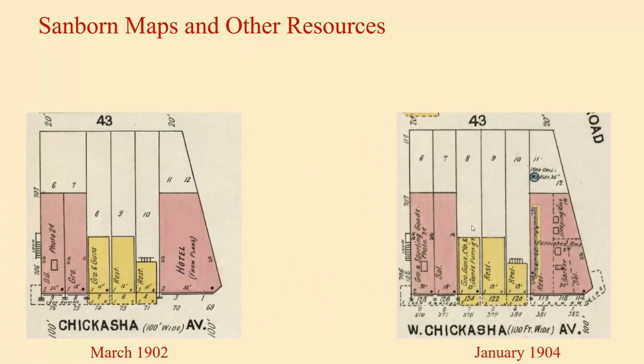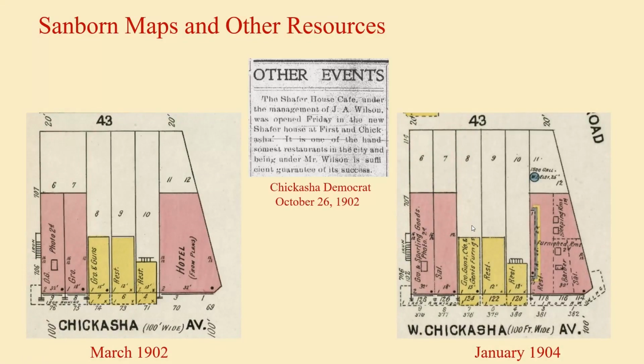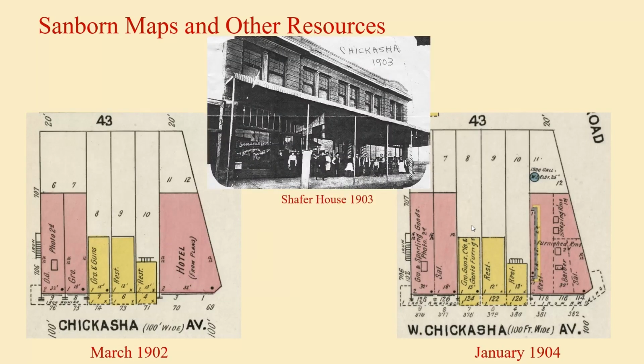So moving on to the next one, by 1904, the completed hotel is there. You see here, there's a newspaper article talking about a restaurant moving into the hotel shortly after it was opened. And we see over on the 1904 map, there at address number 118, there's a restaurant shown there. This photo, somebody wrote on this 1903.